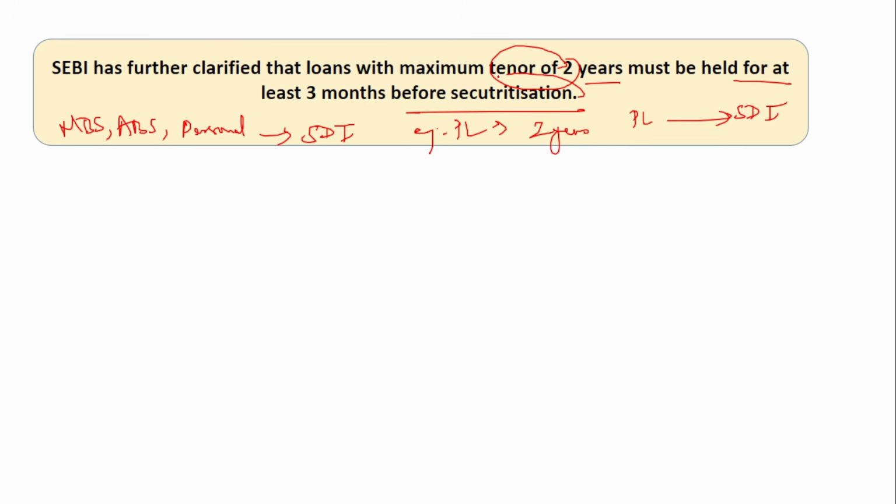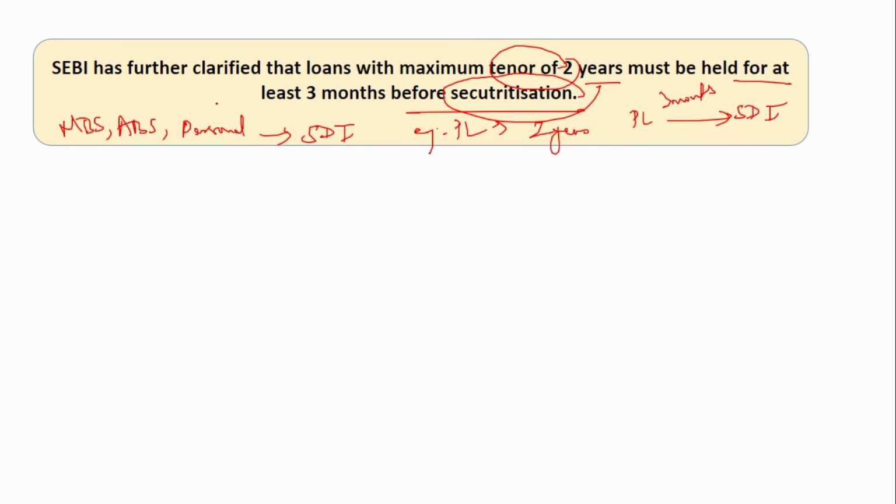What does securitization mean? Converting the loan, the asset-backed securities or the mortgage-backed securities into securitized debt instruments. So you cannot convert these personal loans immediately into securitized debt instruments. You have to wait for at least 3 months, and only then can you convert them. The 3-month waiting period is to observe how the borrower is making repayments. That is the main reason for this waiting period.